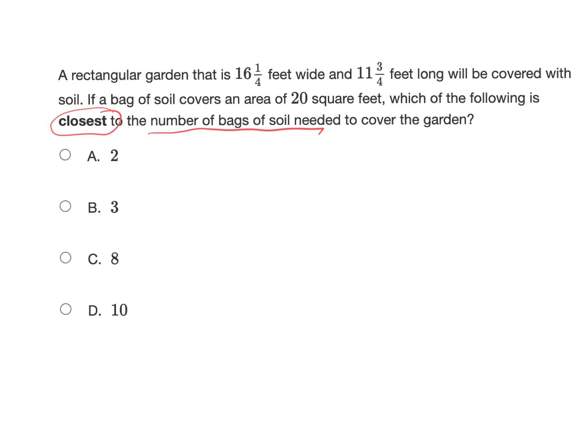Now, nobody likes to multiply fractions, all right? So let's round. I know that 16 1/4 is the same as 16.25, so I would round that to 16, the nearest whole number. And 11 3/4 is the same as 11.75, which I would round to 12. Again, we're just looking for the closest, so that's what allows me to round my numbers.